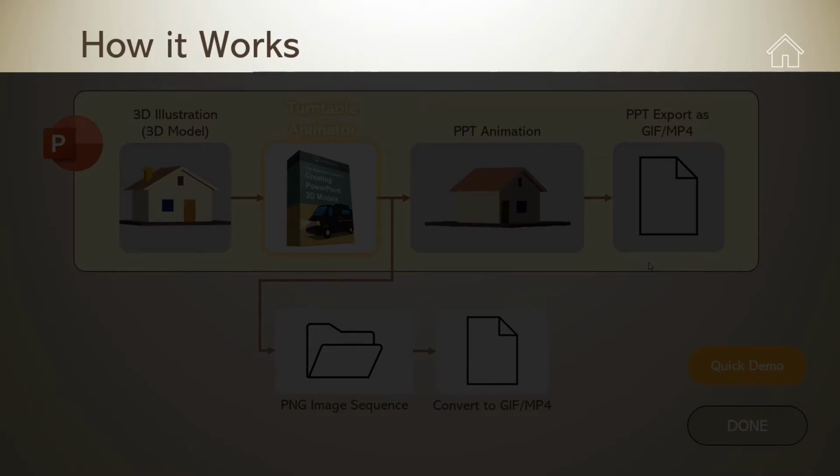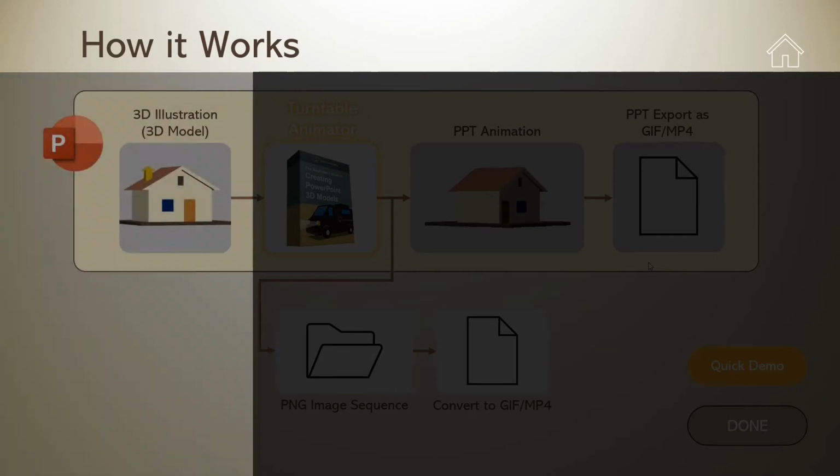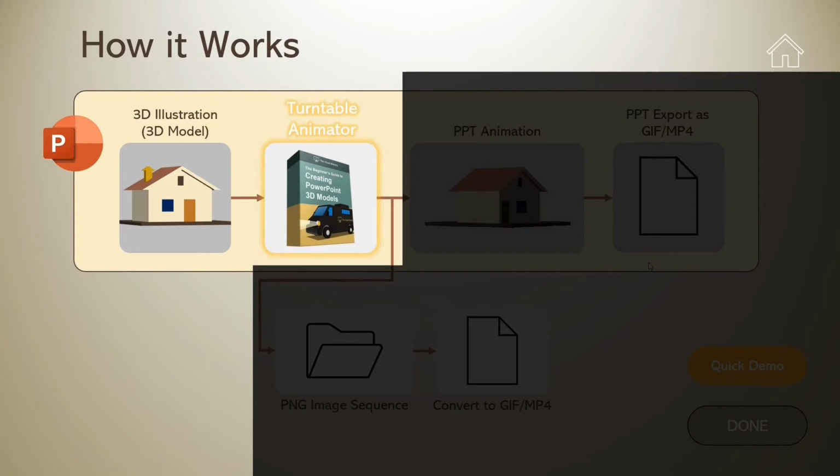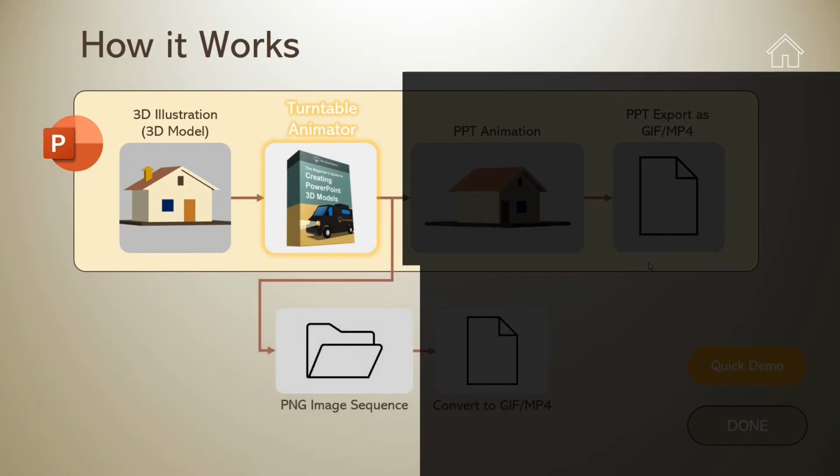Here's the basic workflow of how to use the tool. To use the Turntable Animator, first select your 3D illustration. Running the Turntable Animator creates a sequence of PNG output files. These files are created in your computer's temp folder.